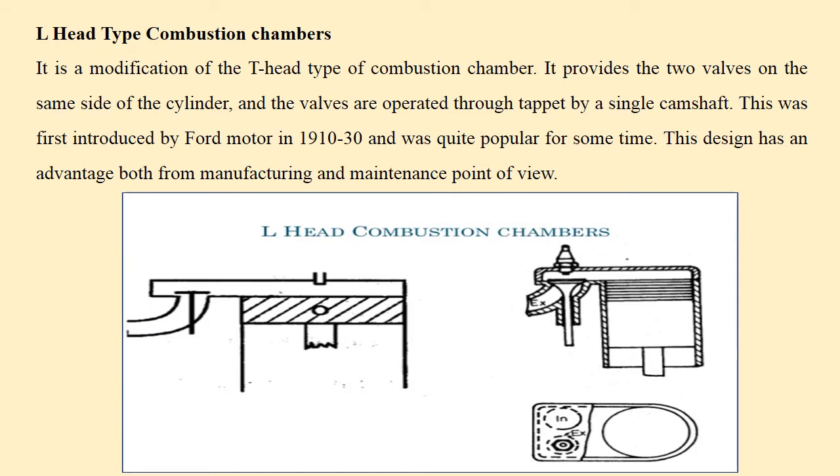Then the L head type combustion chamber. It is again a modification of the T head combustion chamber. It provides the two valves, the exhaust valve and the inlet valve, on the same side of the engine, and these valves are operated through a single camshaft. That is one benefit of this type of combustion chamber. Again, this was introduced by Ford Motor between 1910 and 1930, and different developments were added to such combustion chambers.